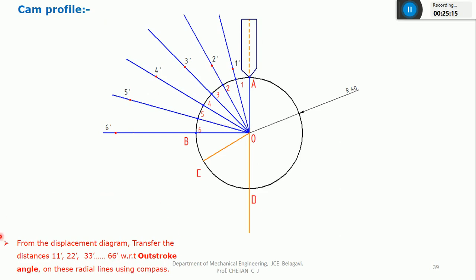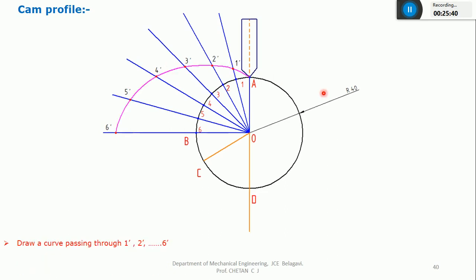Okay, you can see the instructions which are given over here. From the displacement diagram, transfer the distances 1 1 dash, 2 2 dash, 3 3 dash, up to 6 6 dash with respect to the outstroke angle on these radial lines. You have 6 radial lines between AOB. After that, from point A, just draw a smooth curve passing through all these 6 points like this. So you can see the pink color line which has started from point A, and it is passing through all the 6 points, that is 1 dash, 2 dash, up to 6 dash. Okay, so this was the next step.